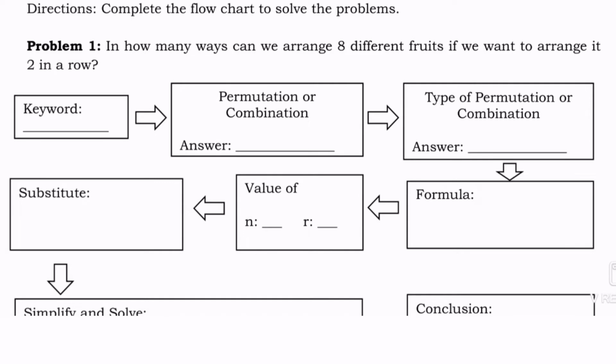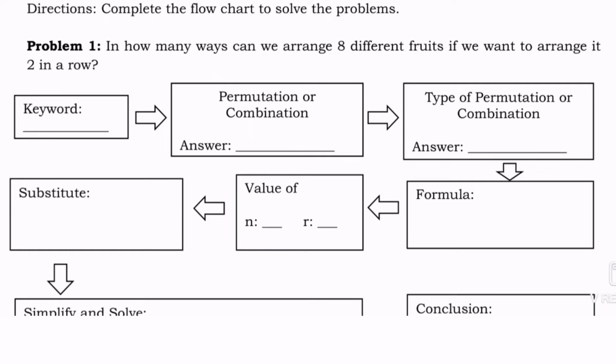Complete the flowchart to solve the problems. Problem 1. In how many ways can we arrange 8 different fruits if we want to arrange it 2 in a row? The keyword is arrange. Permutation or combination, the answer is permutation. Type of permutation or combination, the answer is permutation of n taken r at a time without repetition.